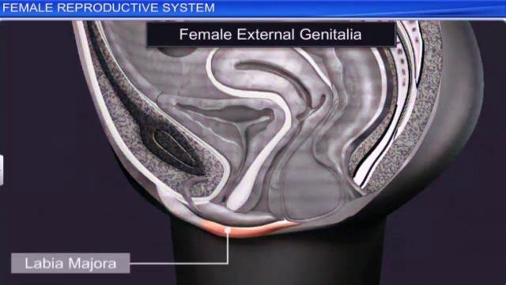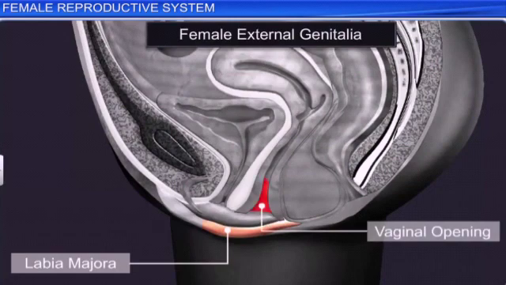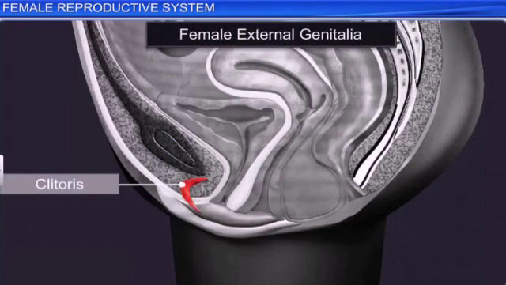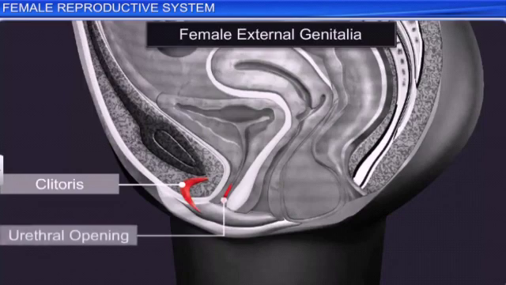The labia majora consists of fleshy folds of tissue that extends down from the mons pubis and surrounds the vaginal opening. Hidden under the labia majora is the labia minora. Towards its upper end lies the clitoris, a small finger-like structure, and below it is the urethral opening.